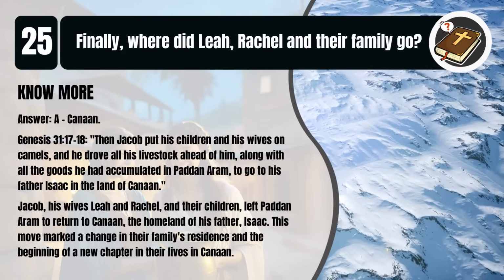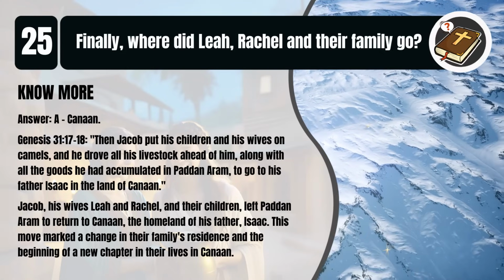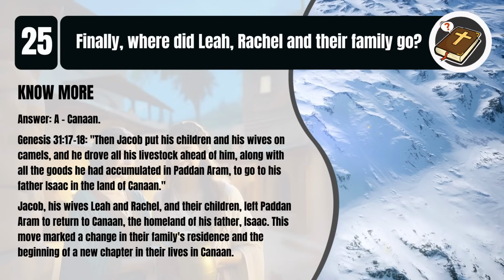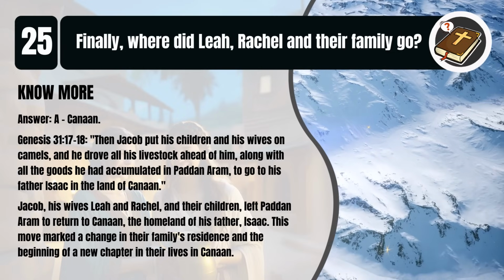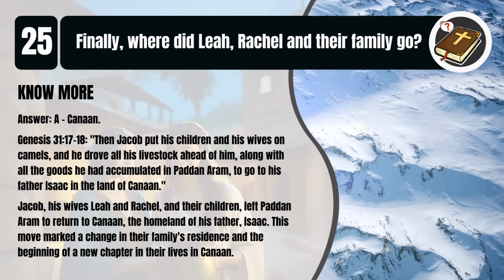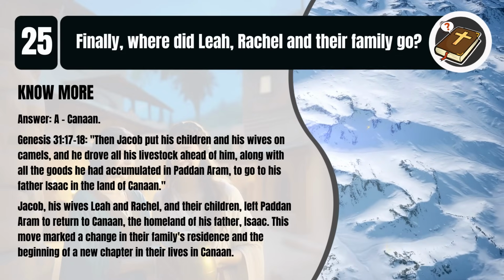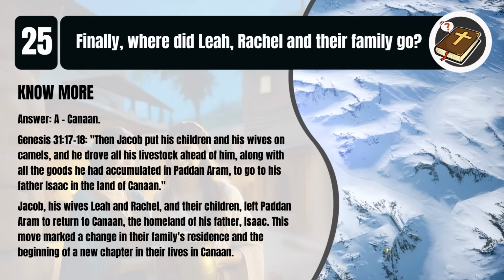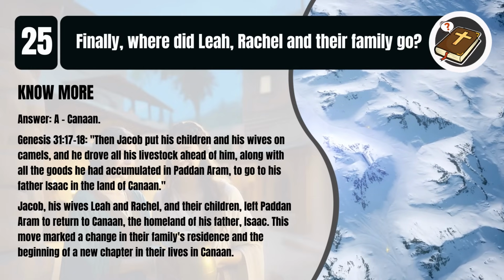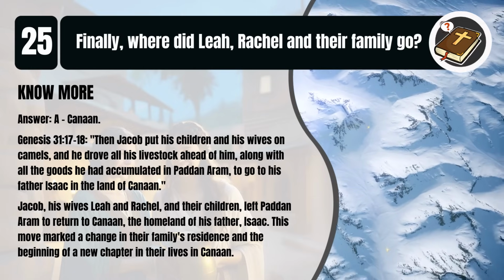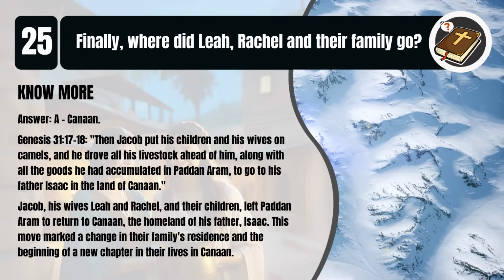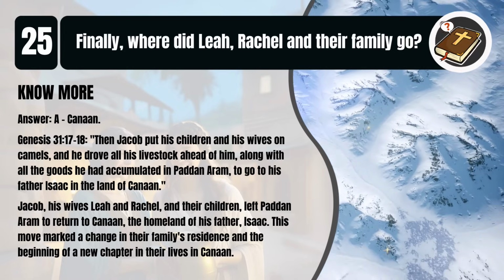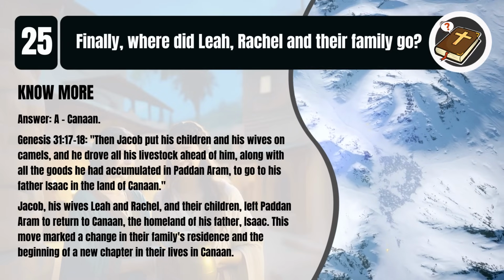That's A. Canaan. Genesis chapter 31, verses 17 to 18. Then Jacob put his children and his wives on camels, and he drove all his livestock ahead of him, along with all the goods he had accumulated in Paddan Aram, to go to his father Isaac in the land of Canaan. Jacob, his wives Leah and Rachel, and their children left Paddan Aram to return to Canaan, the homeland of his father, Isaac. This move marked a change in their family's residence and the beginning of a new chapter in their lives in Canaan.